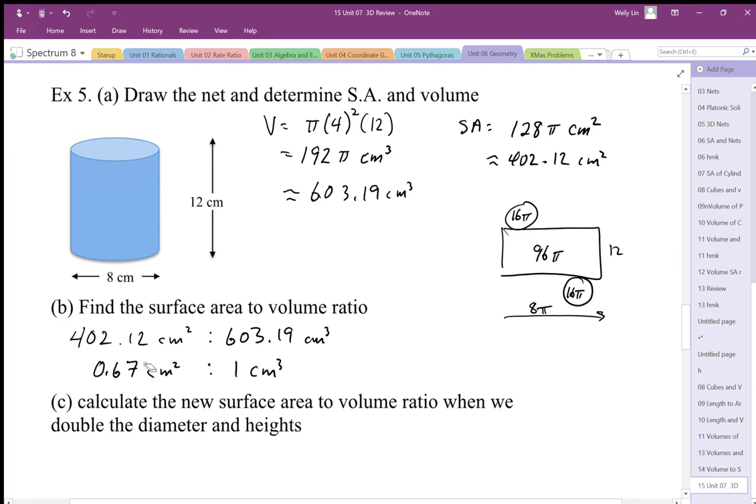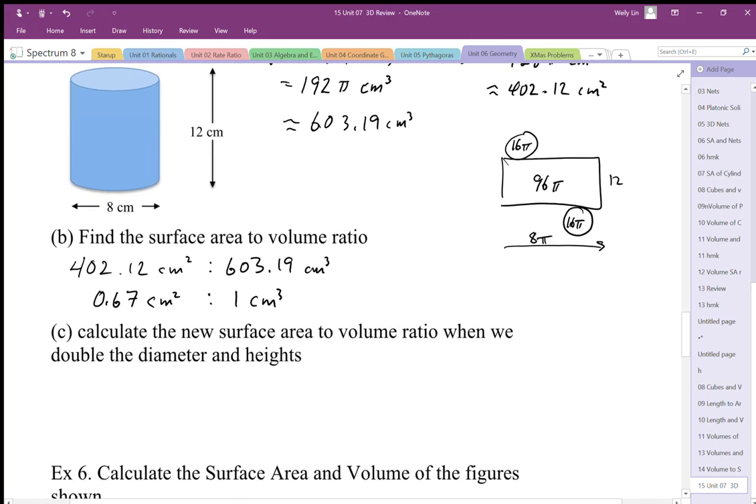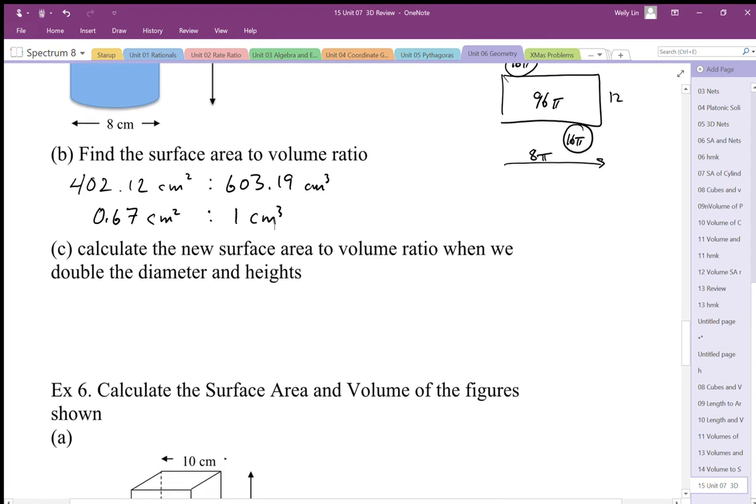We have this much surface for every cube that fits inside here. And again, some of these cubes are covered up, so we end up with surfaces that are not exposed. That's why we have such a low surface area to volume ratio. Okay, so if we double the diameter and the height, what's going to happen? If we double the diameter and the height, we're going to double the length. We're going to keep the same shape. So what's going to happen to the volume?